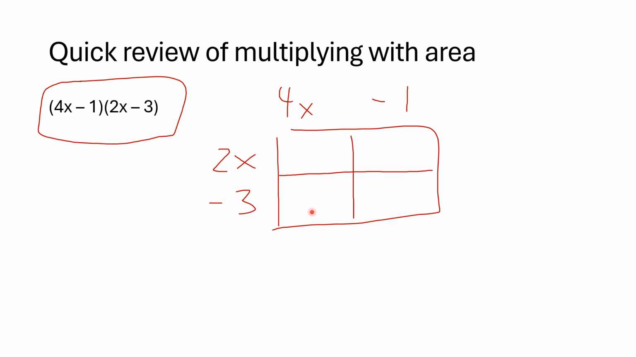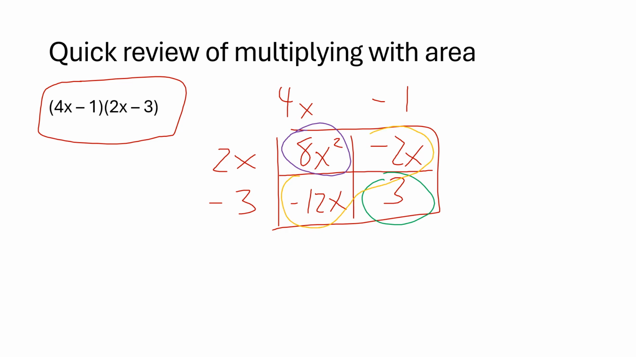4x times negative 3 is here. 2x times negative 1 is here. And negative 3 times negative 1 is there. And so I would have 8x squared, minus 12x, minus 2x, and this would be positive 3. And then what's really important to notice is when you're looking at the area here, that you have your x squared up here in the upper left, you have your constant down here in the lower right, and then on the diagonal, you have your two x's.